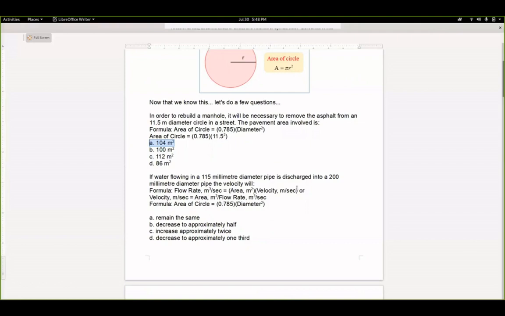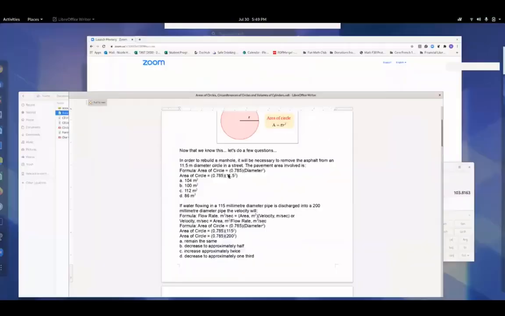So what we want to do is figure out the flow rate. And so that will be the area times the velocity. So we figure out the area of the two circles using this formula here, area of circle. So the diameter for the first one is 115. So we substitute that in for the word diameter. And then for the second one, the diameter is 200. So we substitute that in. And we figure out what this ends up being.